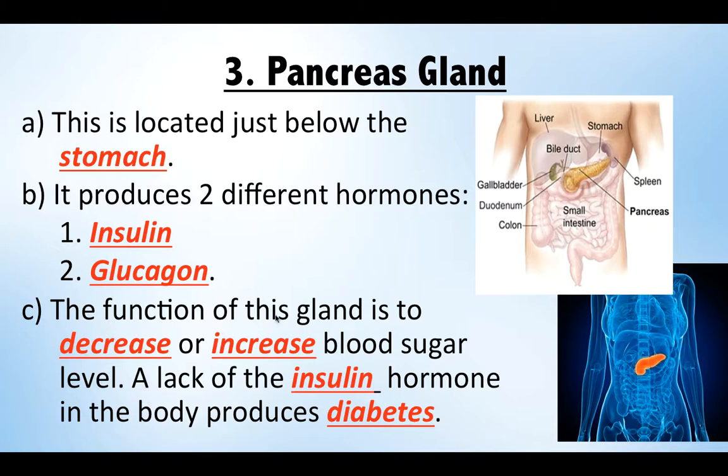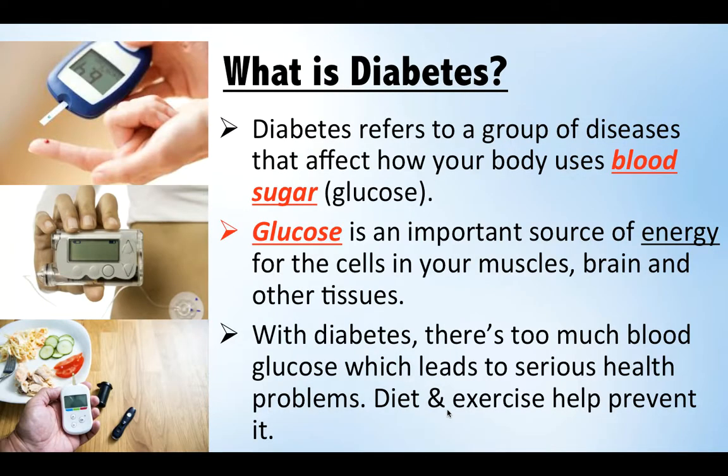And so a lack of insulin hormone in the body produces diabetes. So if someone is not able to produce enough insulin, this can lead to a person having diabetes. So speaking of which, diabetes is a group of diseases. Diabetes refers to a group of diseases that affect how your body uses blood sugar. So blood sugar is also called glucose. And what glucose does, it's an important source of energy for the cells in your muscles, brain, and other tissues.